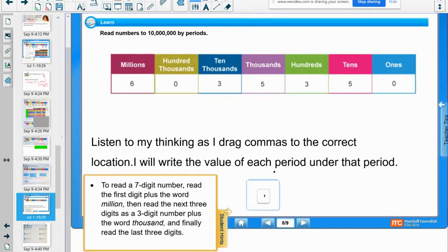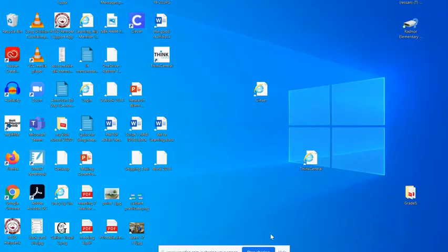For this slide, we're moving a little bit away from the numbers and the pronunciation and the understanding of word form. And now we're looking at proper comma placement and placing it by period. So to read a 7-digit number, read the first digit plus the word million. Then read the next 3 digits as a 3-digit number plus the word thousand. And finally read the last 3 digits. So 6 million. And I know that's a period. So I'm going to go ahead and drag my comma right here. 35,000. And that's the end of the thousand.